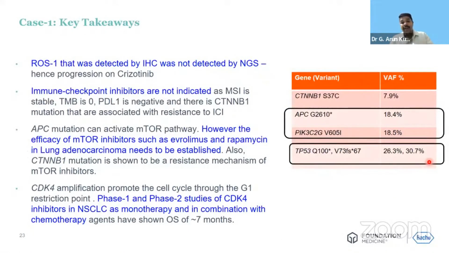The key takeaways from this report were: the ROS1 mutation detected by IHC was wrong because NGS did not detect it. Immune checkpoint inhibitors are not indicated. CDK4 amplification promotes the cell cycle through the G1 restriction point, and CDK4 inhibitors can be tried if the patient is on later lines of therapy.